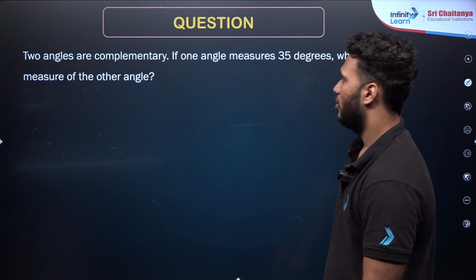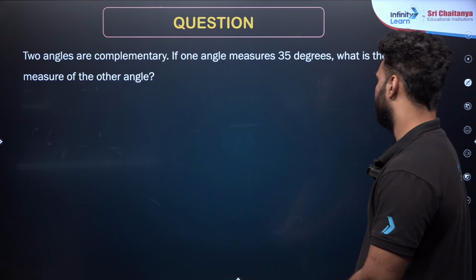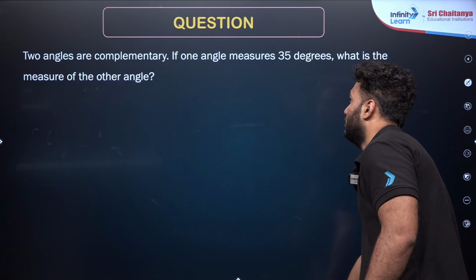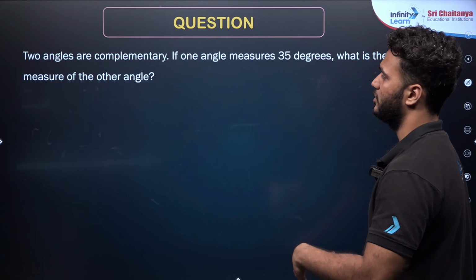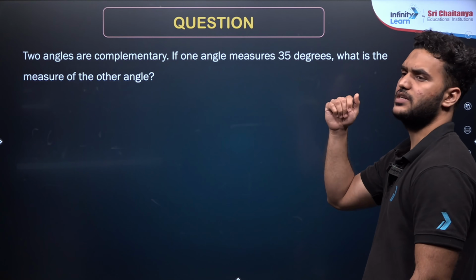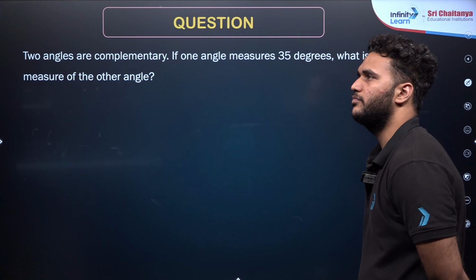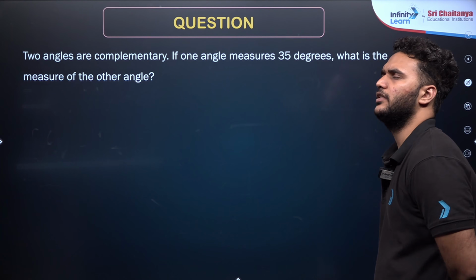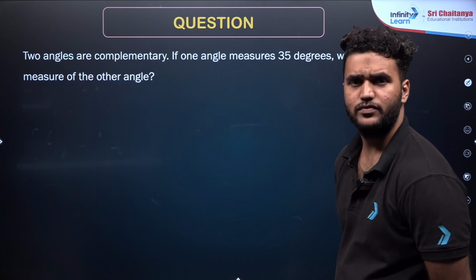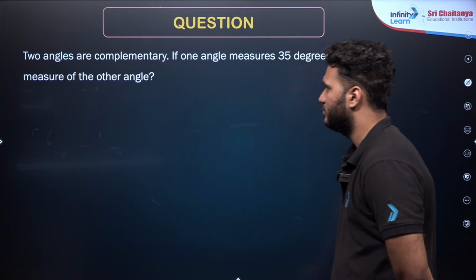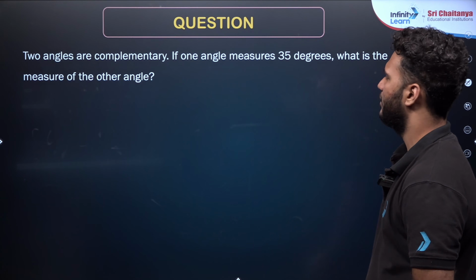Now, two angles are complementary if one angle is measured 35 degrees. What is the measure of the other angle? They are complementary, then the sum of them should be equal to what? 90 degrees. Then 35 plus something is equal to 90 degrees. What is that something? I think 55. The answer is 55. 55 plus 35 you will get 90.